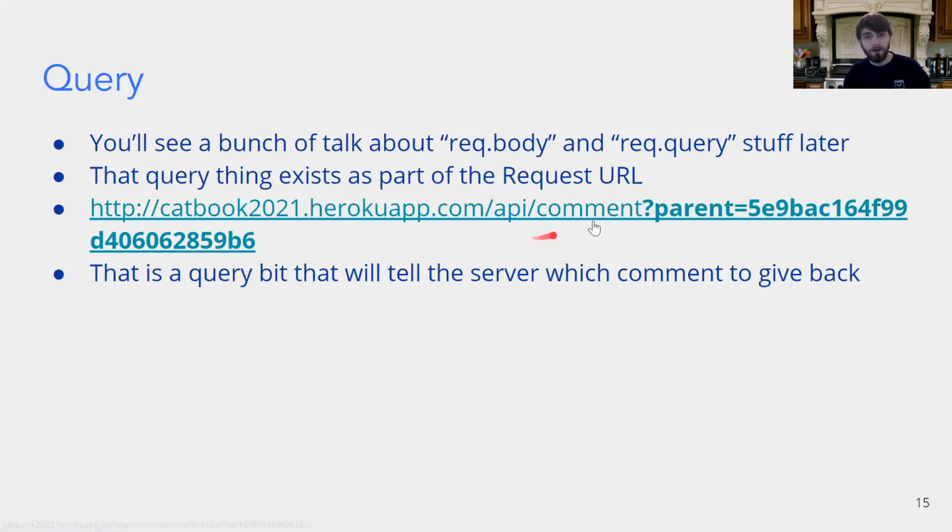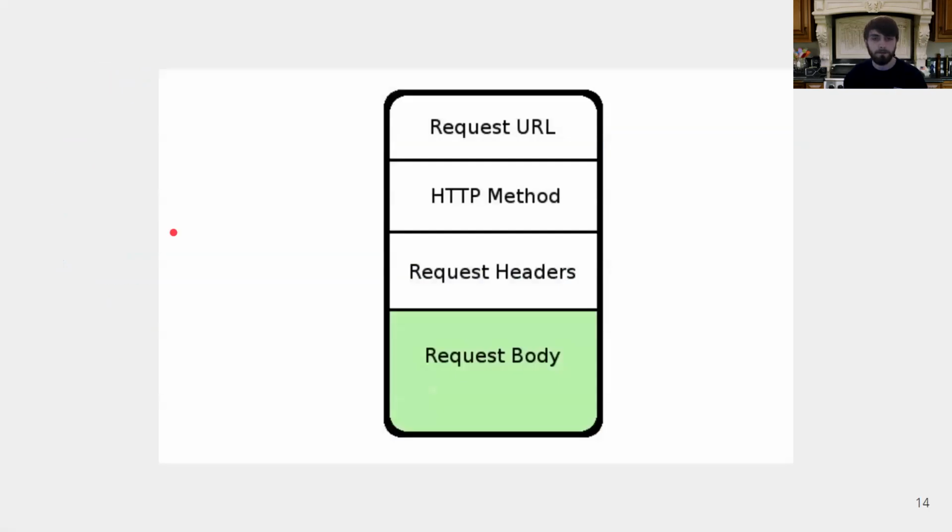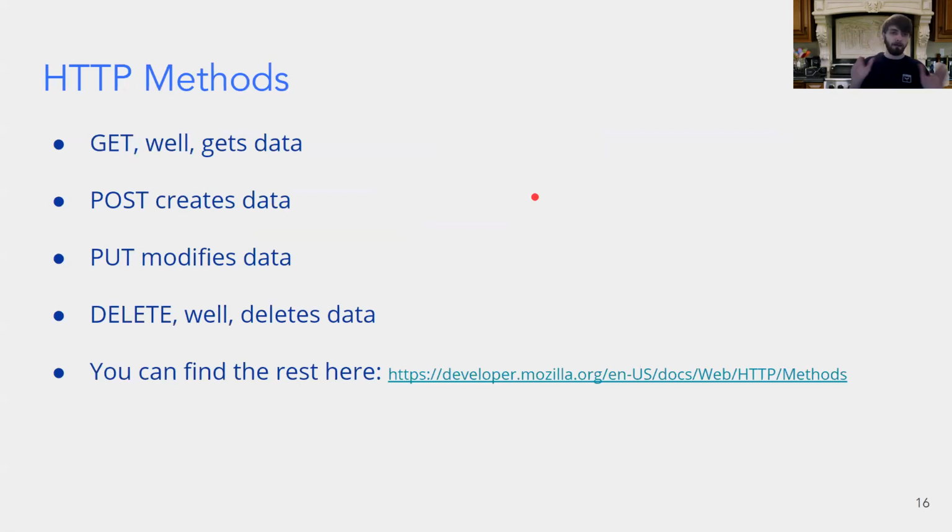But so the query bit is a part of some requests that allow you to query for specific things, including which comments, which stories, that type of deal. And so now we can cover that second part of the HTTP block, the method.